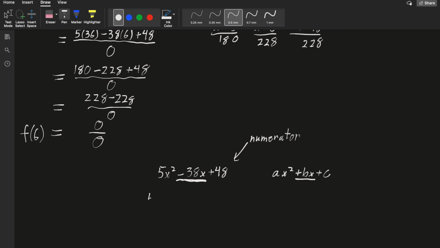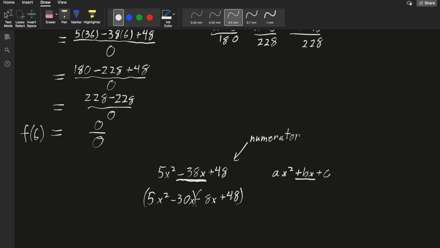So we could rewrite this as 5x squared minus 19x minus 19x plus 48. As long as our middle two x terms add up to the initial x term, we are okay, we are good to go. For this particular problem, 19 is not going to do us a whole lot of good. So what we are going to do is split this into a minus 30x and a minus 8x, like so. And now we're going to do our factoring by grouping.